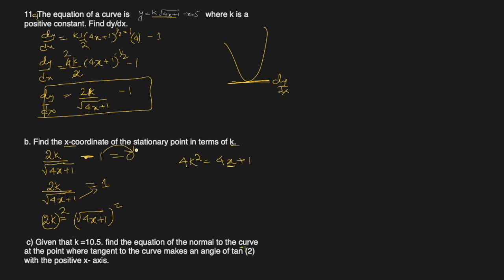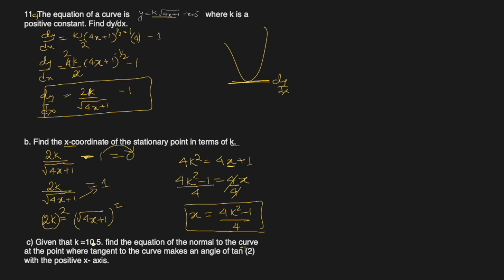We want to isolate x because they want the x coordinate. So this 1 will go to the other side. 4k square minus 1 equal to 4x, and then divide both sides by 4. 4 cancels here, so the x coordinate will be (4k square minus 1) over 4 in terms of k.